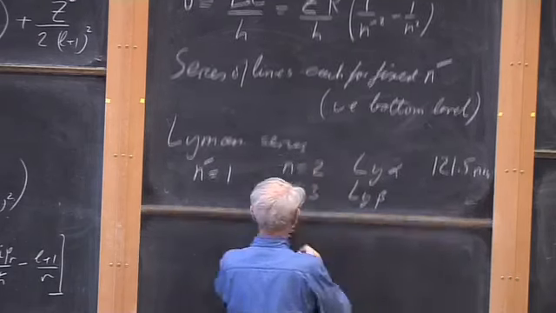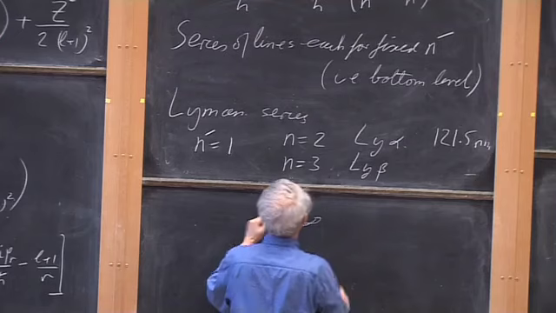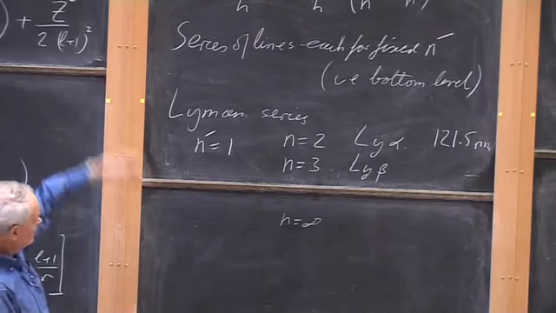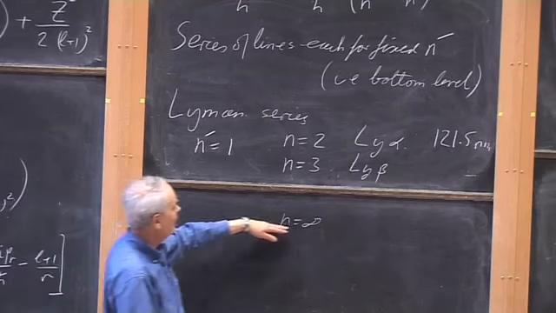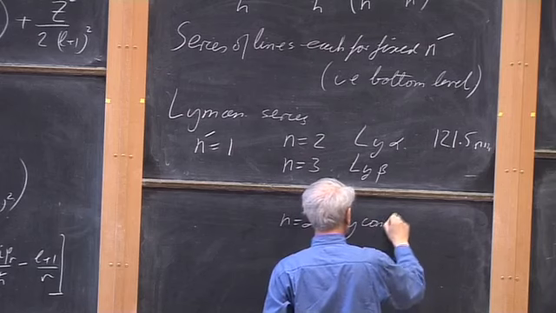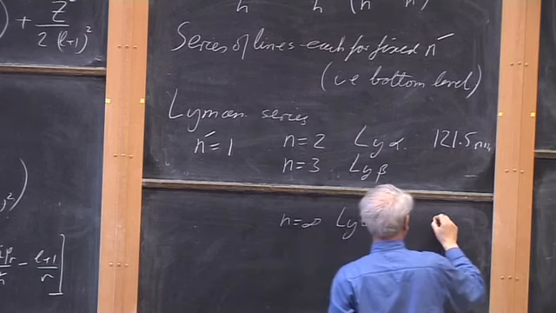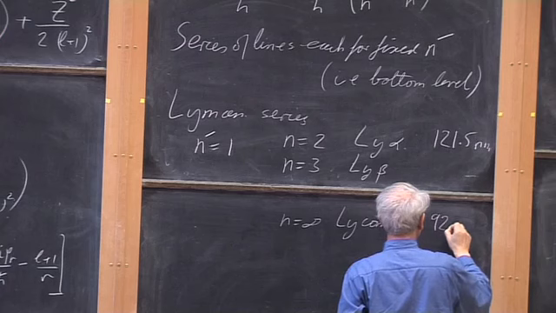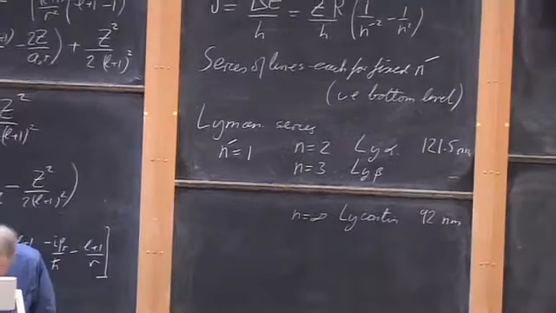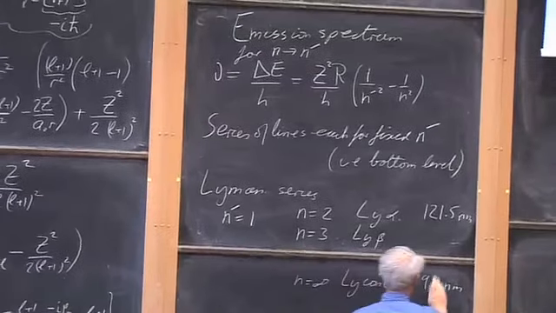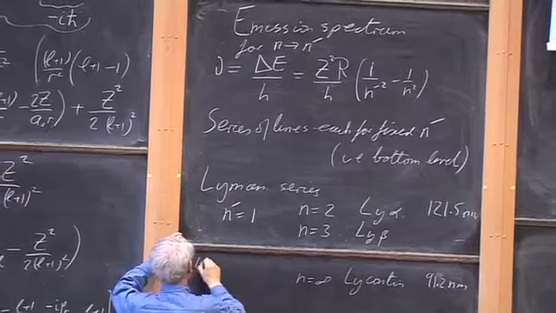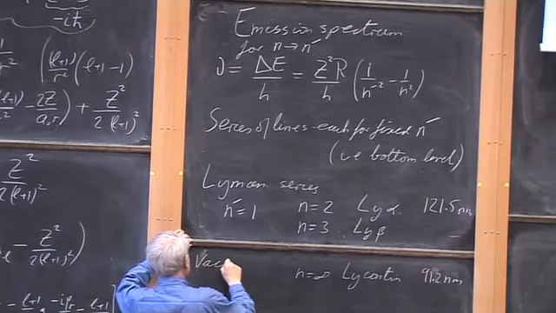And as you go down to n equals infinity, in other words, if you fall all the way from not being bound into the bottom of the atom, then this is the beginning of the Lyman continuum, and that's what is it? 92 nanometers, roughly speaking. I've got a more accurate number here, 91.2. So these are all vacuum ultraviolet lines.